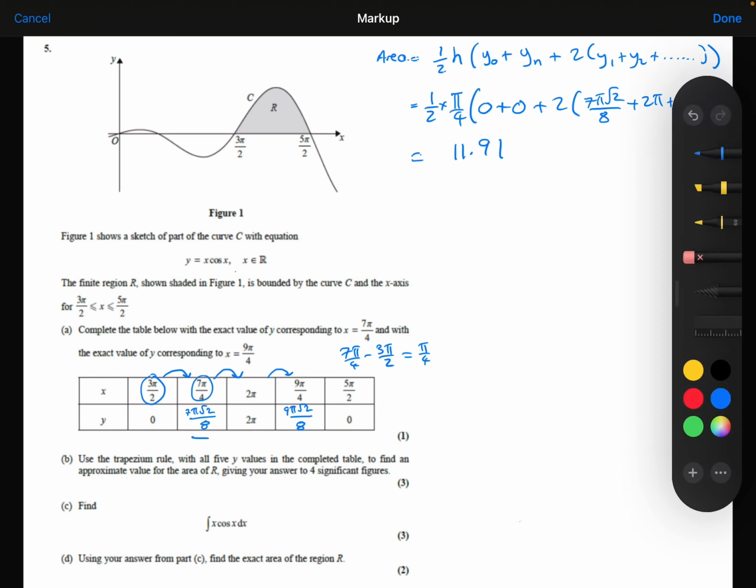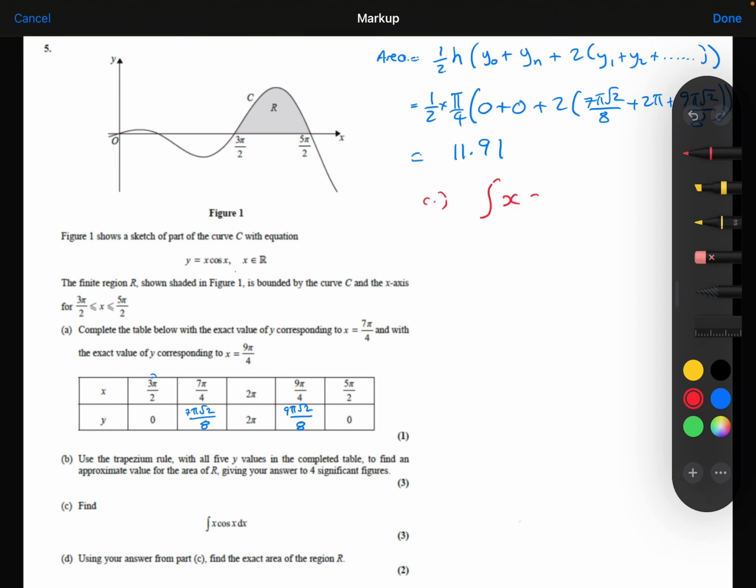Part C. Find the integral of x cos x with respect to x. So we need to do some integration here. We're going to use integration by parts to do it. The reason why we're doing by parts is because we've got the product of 2 functions: the x times the cos x.